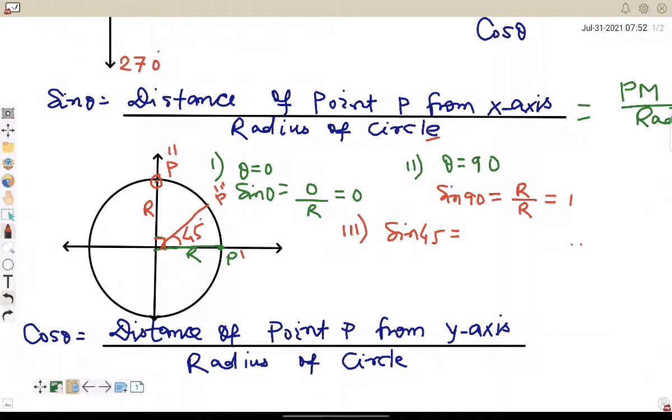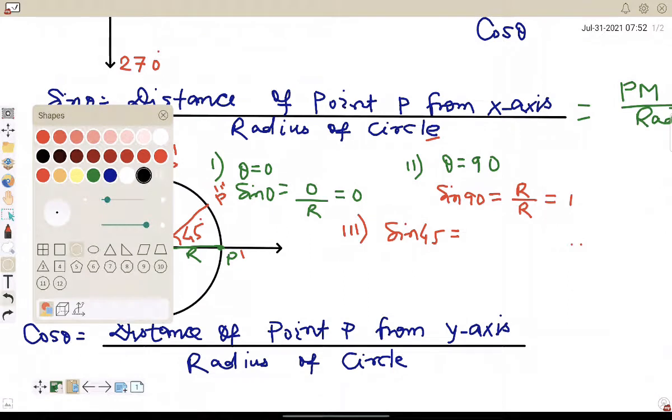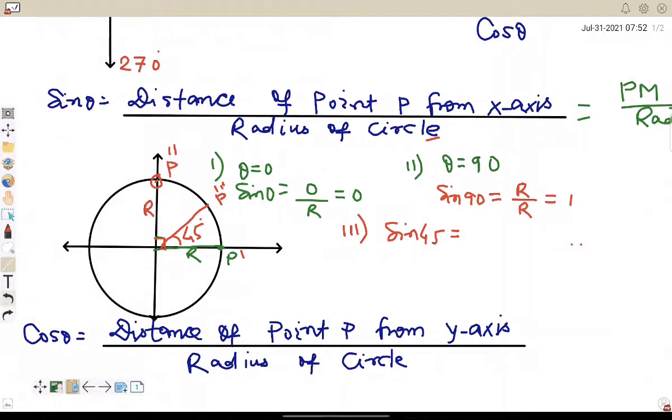If you want, you can measure the complete length with the help of any thread. We are talking about the basic concept only, so we can easily measure this distance. And what is the distance? Let's say this one is m, so this distance is M into P distance. So write M into P distance here, and again you can find the radius, and the radius is r, then you can write down the net answer. So this is the basic concept of sine theta.